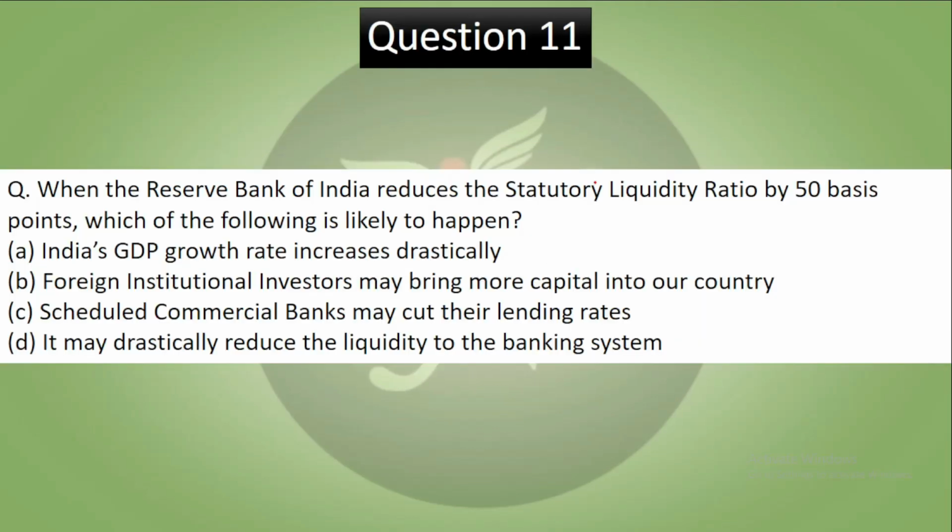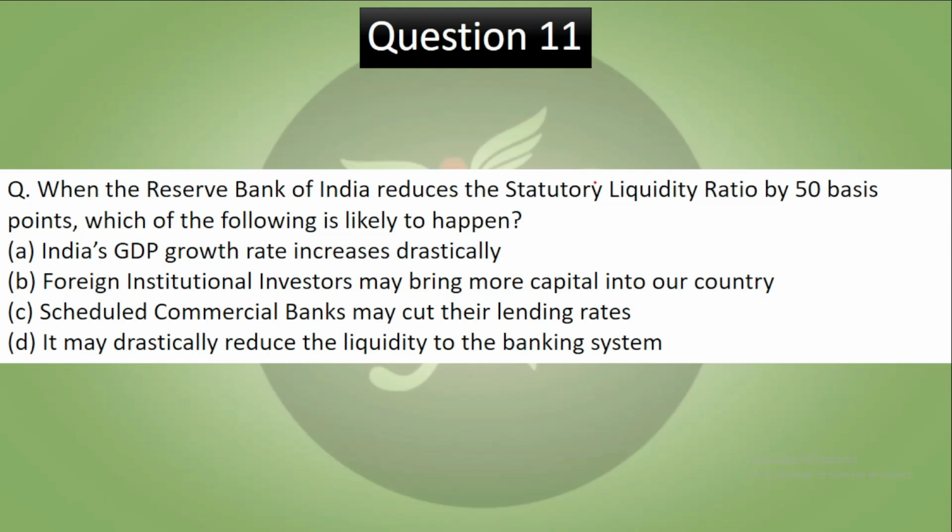When the Reserve Bank of India reduces the Statutory Liquidity Ratio, which is the SLR, by 50 basis points, which of the following is likely to happen: India's GDP growth rate increases drastically; foreign institutional investors may bring more capital into our country; scheduled commercial banks may cut their lending rates; it may drastically reduce the liquidity to the banking system.